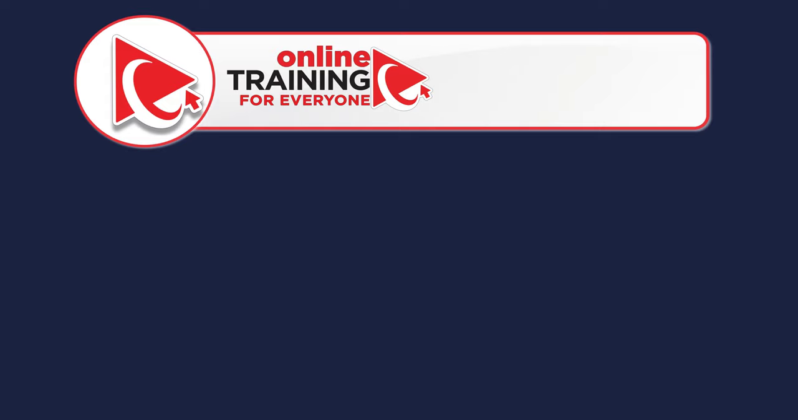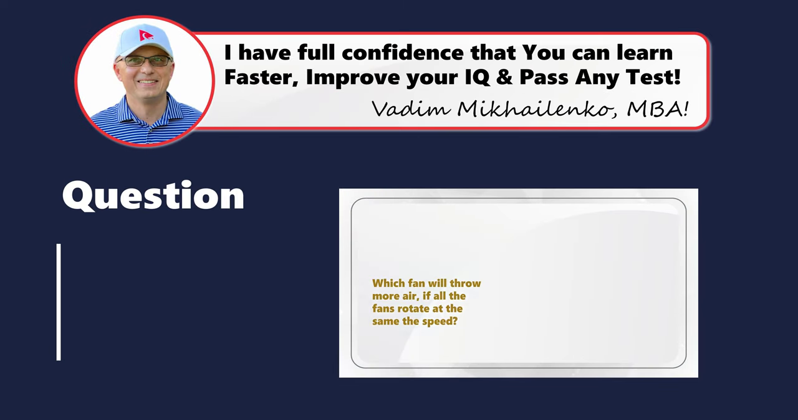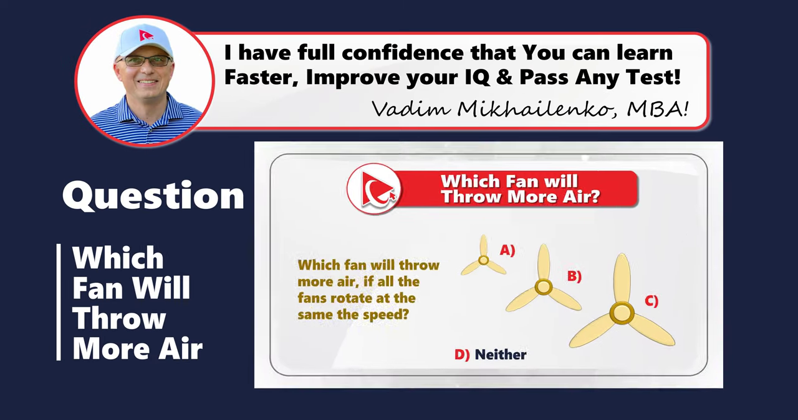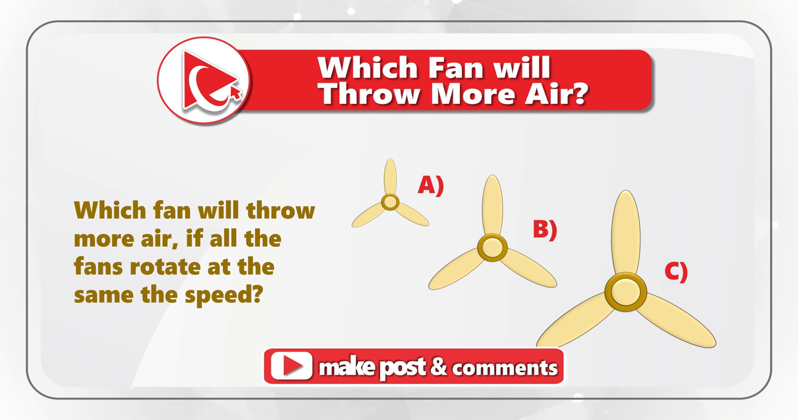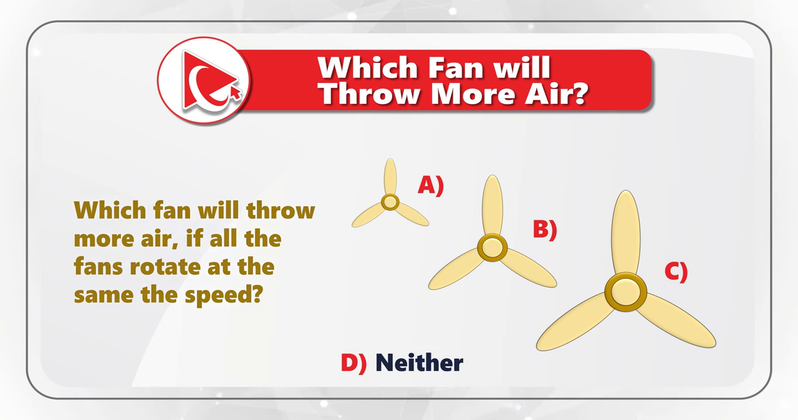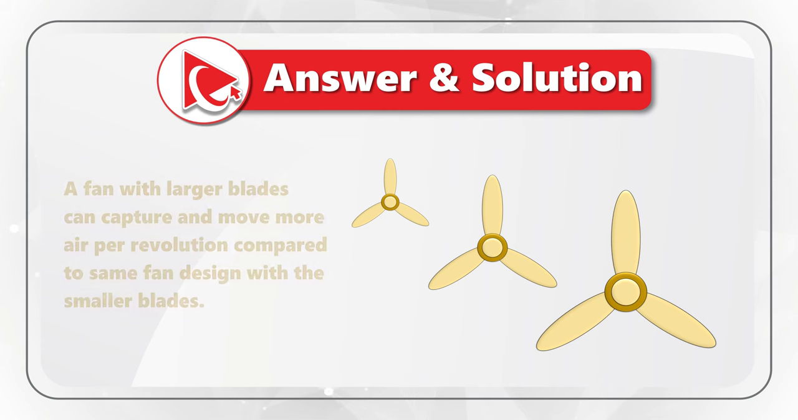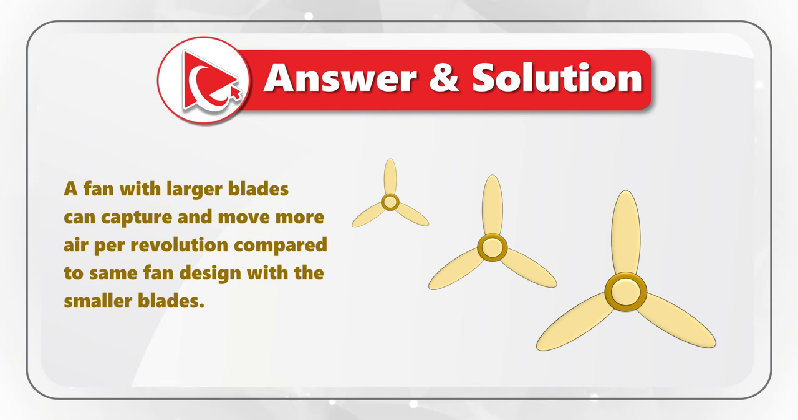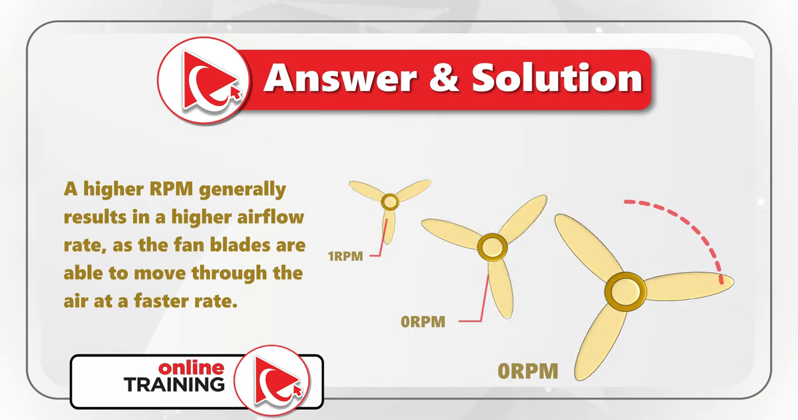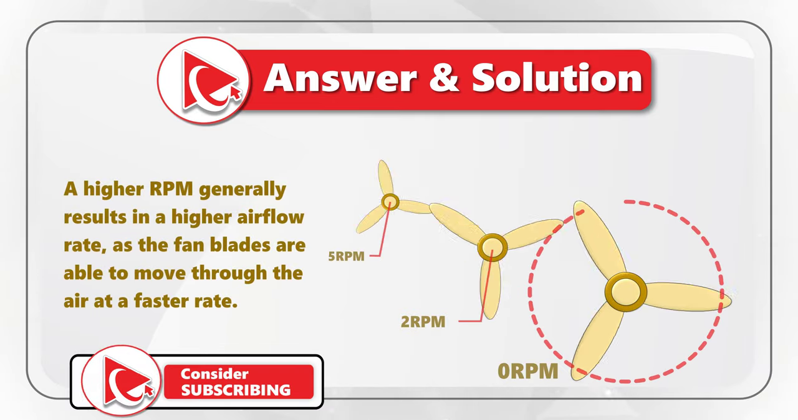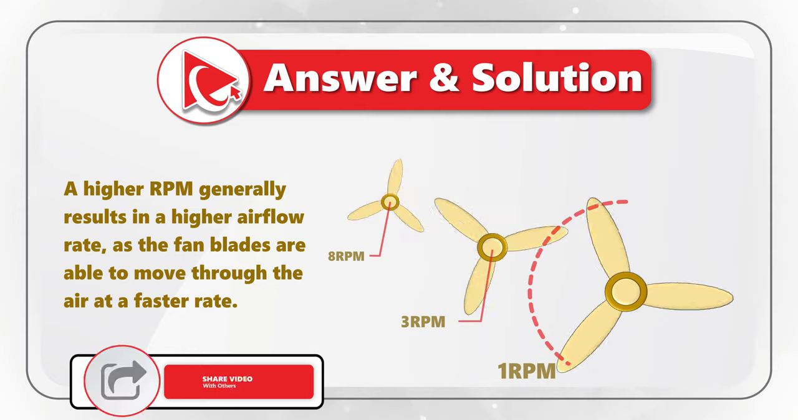Are you ready? I'm moving forward to share with you my version of the answer. And if you have a better way to solve it, please make sure to post in comments. As you might be well aware, there are two key factors to help determine the airflow rate. The first one is the size of the fan's blade, and the second one is rotational speed of the fan, which is measured in RPMs, which stands for revolutions per minute.